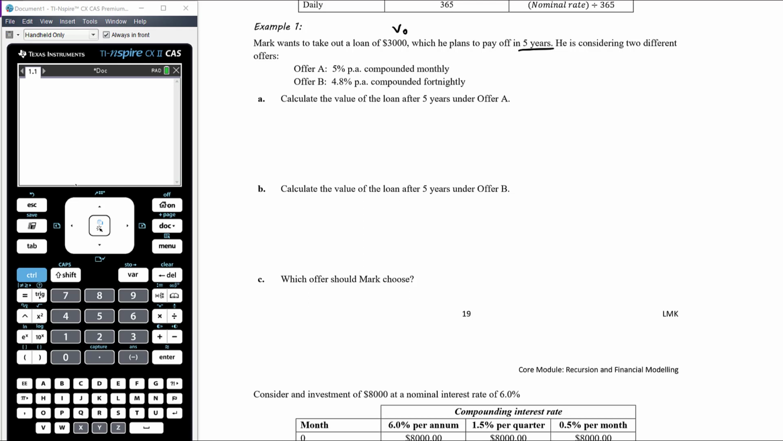Okay, so the value offer A is compounding monthly, so that means N is in months in this question, and that means our interest rate is going to be 5 divided by 12. Okay.